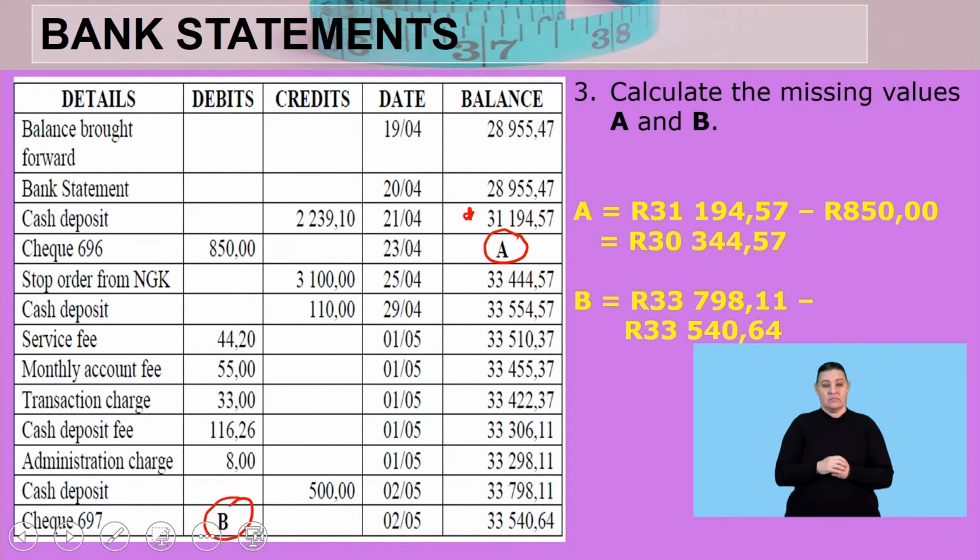Okay, and if you look at B, B is the debits. So what have we done? We've taken this amount of 33,798 Rand 11, the previous amount, and we've taken away this amount, 33,540 Rand 64. So we know that B's amount is 257 Rand 47 cents. Ooh, there's calculations in this one.